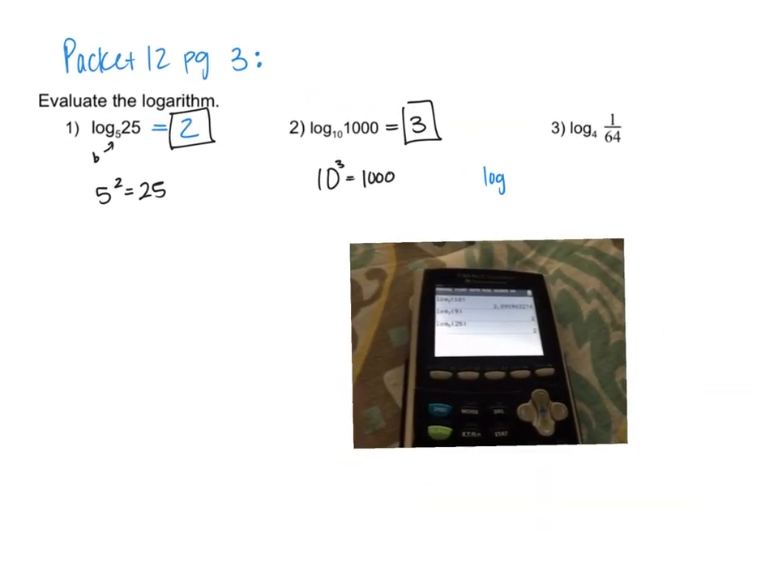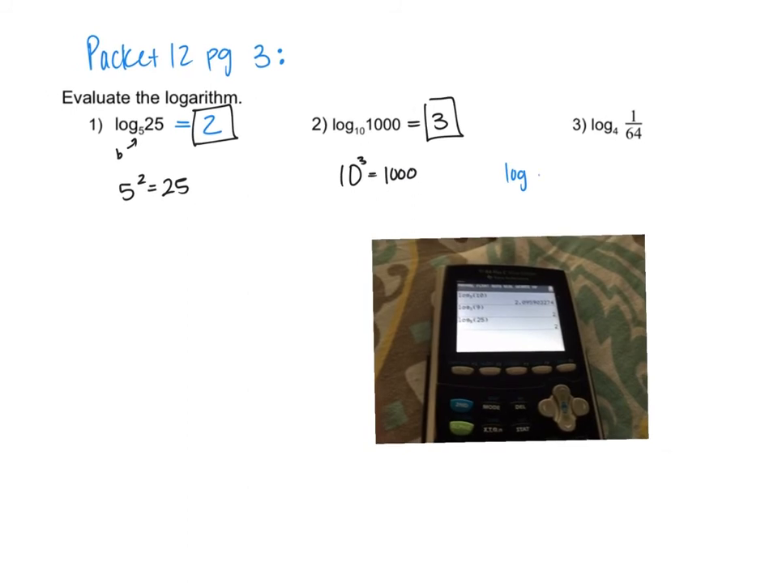Shrink this a little bit. There we go. Log. And to do a fraction, you want to do division, 1 divided by 64 in the calculator. Once you press that in, you get -3. So if you want 4 to become 1 over 64, you have to raise it to the -3 power. And that's it. So hopefully this helps you a little bit on the packet. The first 3 problems are already done for you.